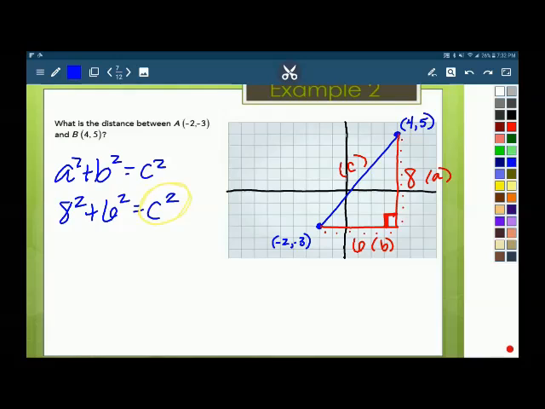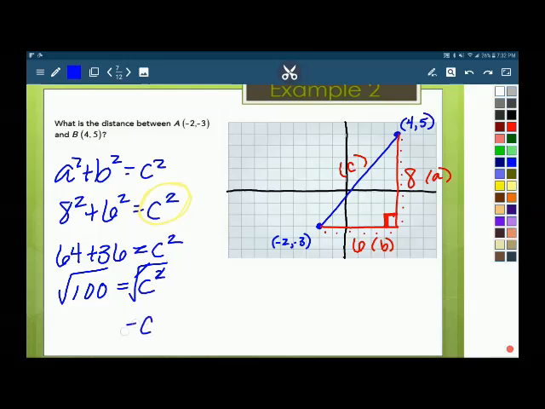So let's now square these and solve for C. I've got 64 plus 36 is equal to C squared. 64 plus 36 is 100. And then if I square root both sides, the square root and square go away. We're left with C is equal to 10. So in this example, the distance between point A, which is at -2, -3, and point B, which is 4, 5, is actually 10 units in length.